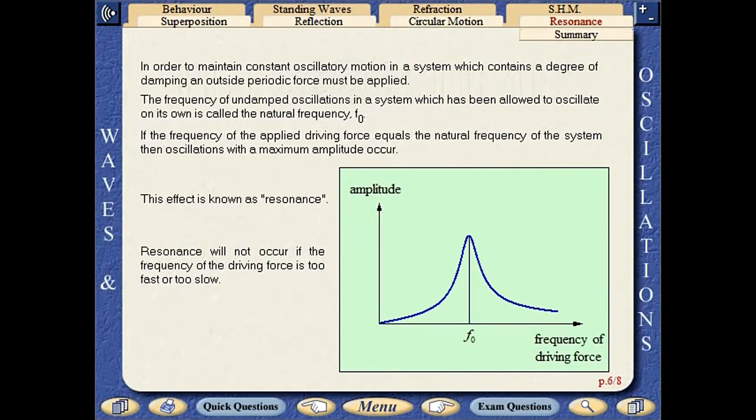In order to maintain constant oscillatory motion in a system which contains a degree of damping, an outside periodic force must be applied. The frequency of undamped oscillations in a system which has been allowed to oscillate on its own is called the natural frequency. If the frequency of the applied driving force equals the natural frequency of the system, then oscillations with a maximum amplitude occur. This effect is known as resonance. Resonance will not occur if the frequency of the driving force is too fast or too slow.